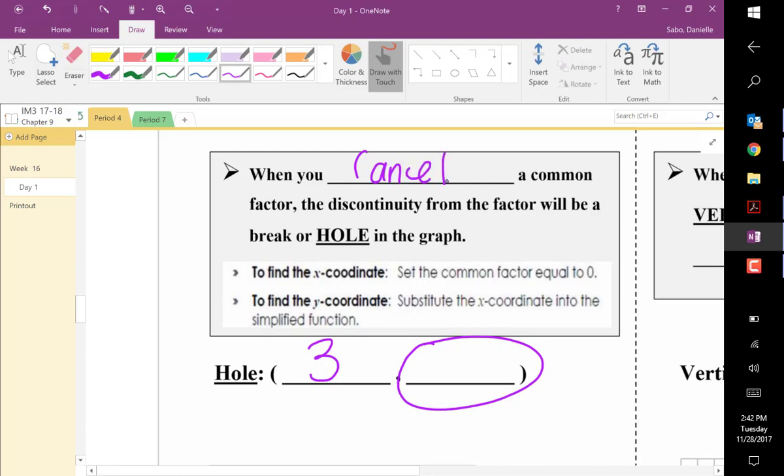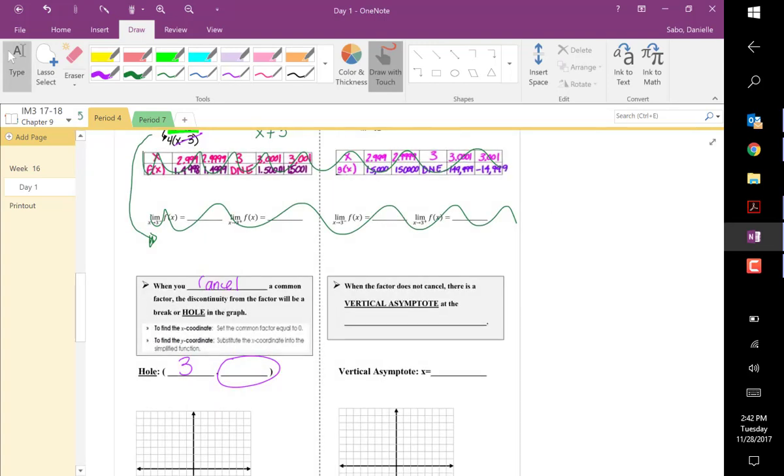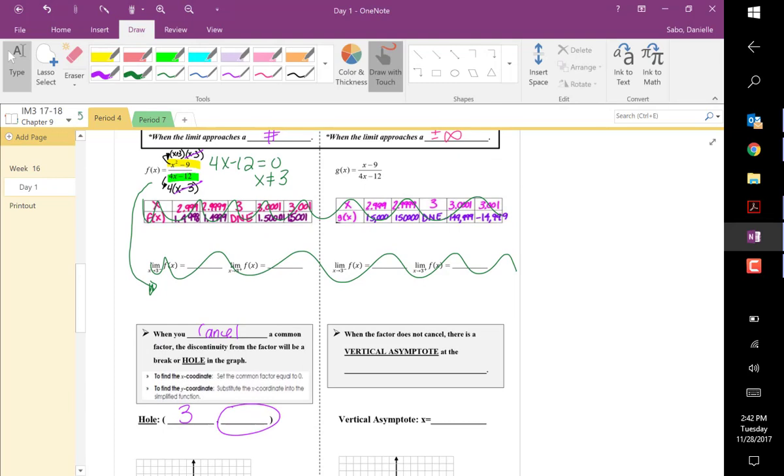We got the right side. I'm trying to compare them with you guys. But what's nice about this is that we already did it. We already did the factoring, did we not? It's the same thing. I try to make it easy so that you can see the difference.